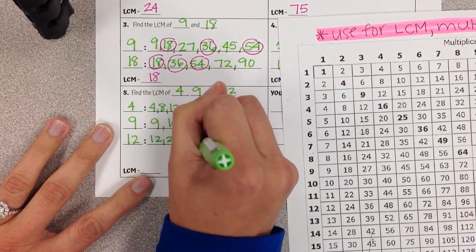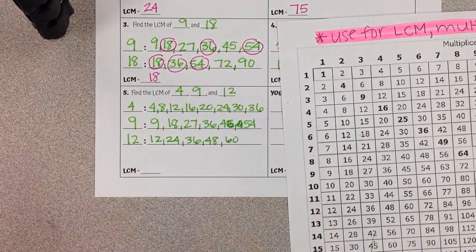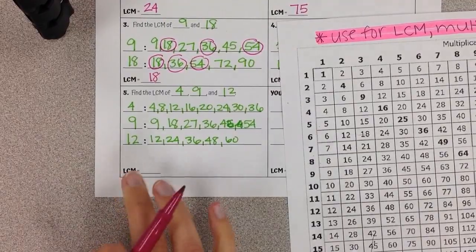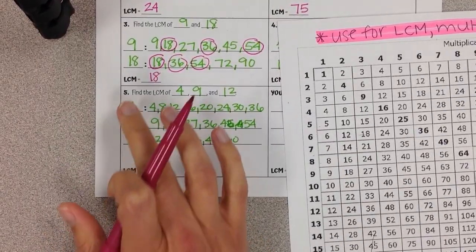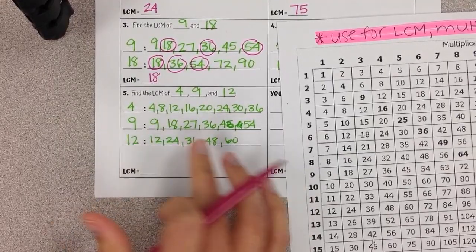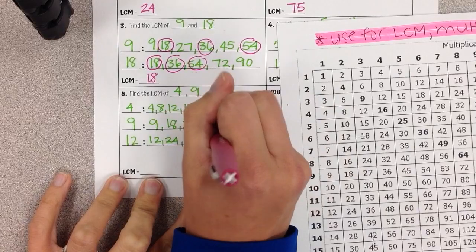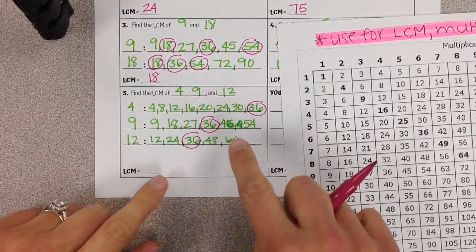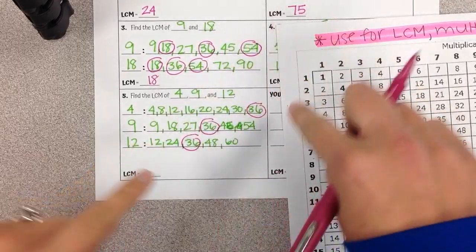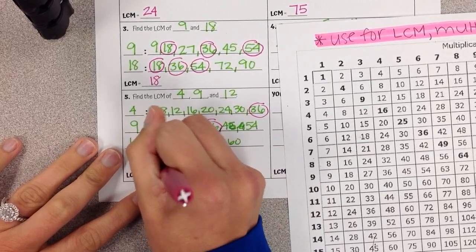24, 36, 48, 60. Let's look for some common multiples of all of them. So we've got to look, 4 and 12 share 12, and they share 24, but 9 doesn't share that. So I've got to keep going. I see that all 3 of them share 36. So again, we can't pick 12 because that's only a shared multiple of 4 and 12. We have to do 36 because that's the lowest one that all 3 of them share.